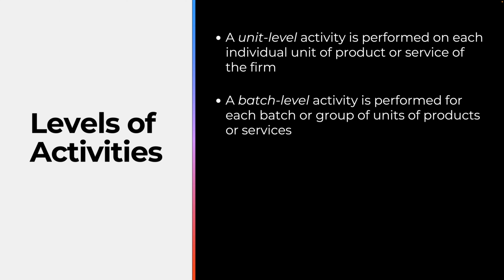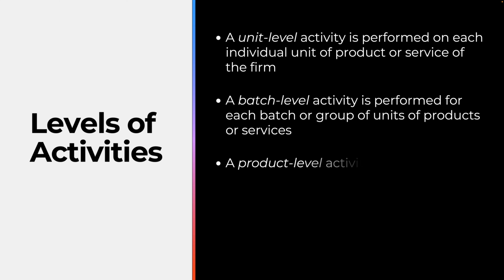Batch level activity is performed for each batch or group of units of products or services. These would be things like machine setup costs, or wages for workers that move the products within the factory, or the energy cost for machinery that is used for multiple units of product at the same time. So imagine an oven that bakes a batch of cookies for a commercial baker. That would be a batch level activity and cost.